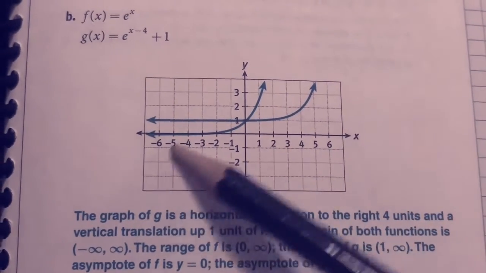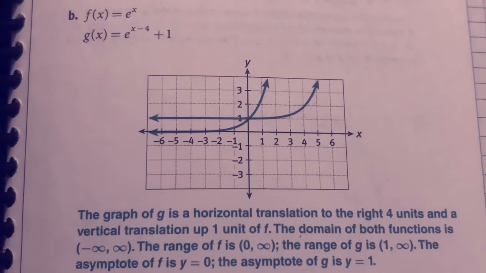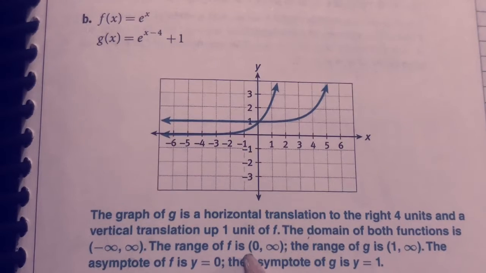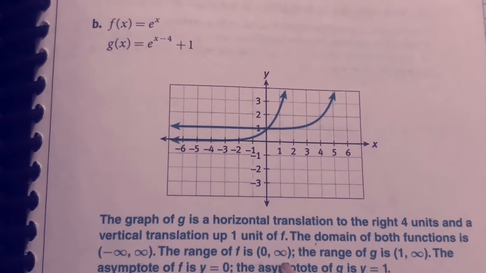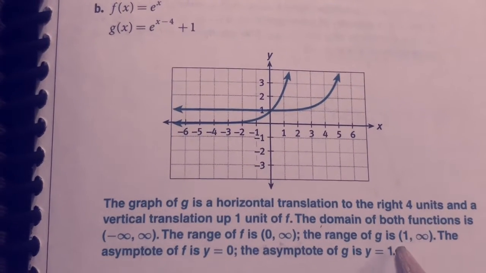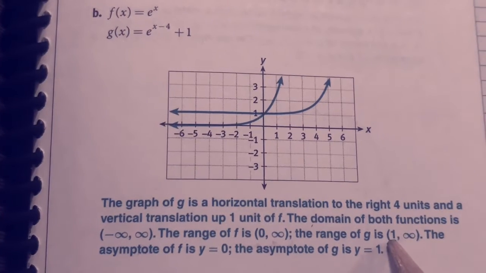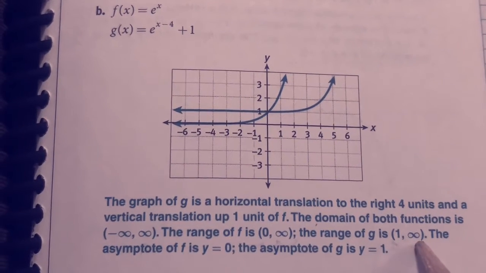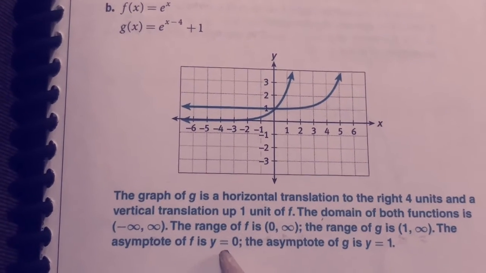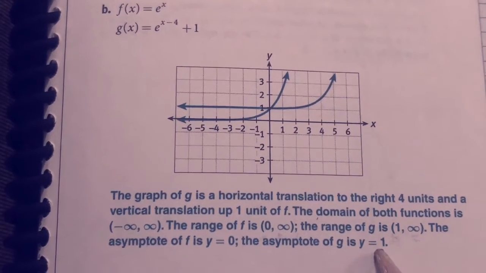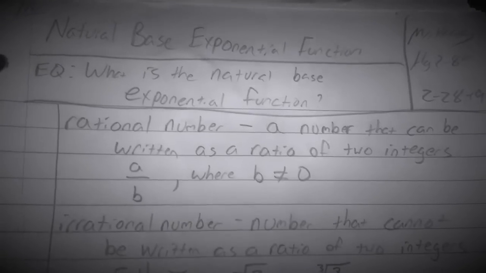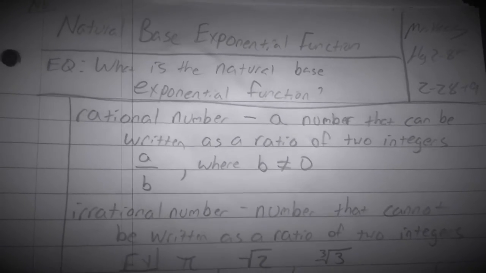The domain, still all exponential functions, all real numbers, so from -infinity to infinity. The range of the parent function, since it's a parent, goes from 0 to infinity, or y is greater than 0. And the range then, since I moved the asymptote, goes to 1, but I didn't reflect it, so now 1 is the asymptote. It goes up from 1 to infinity, or y is greater than 1. And again, your asymptote for the parent function is y equals 0, and for the transformed function, the asymptote is at y equals 1.